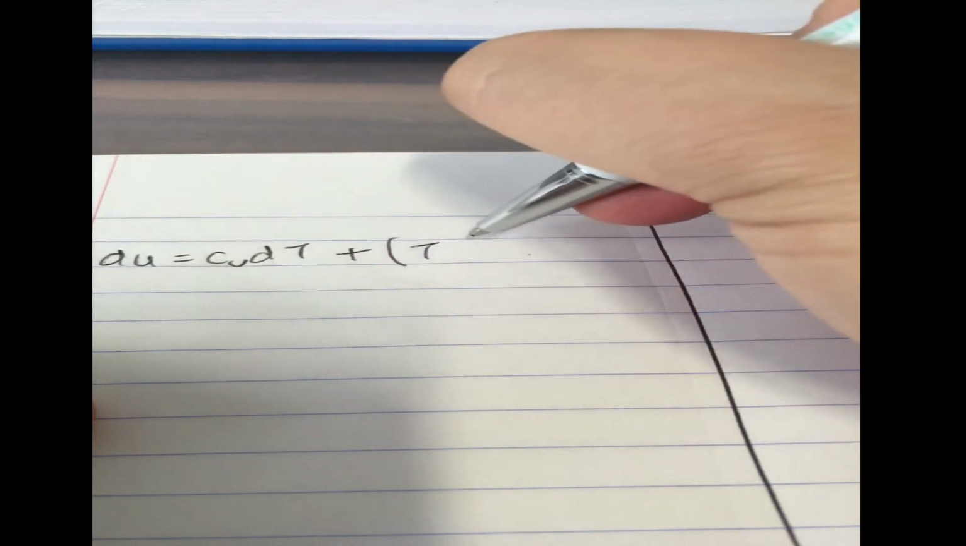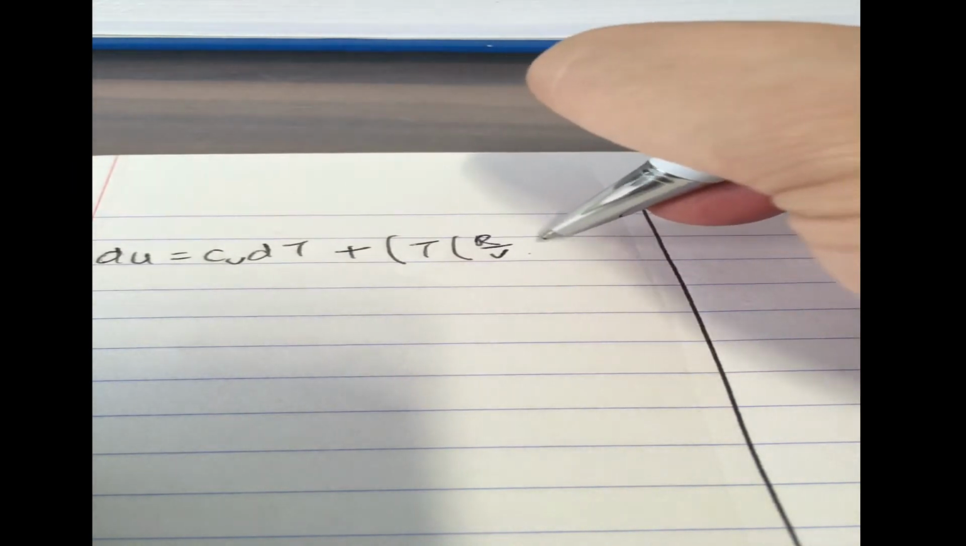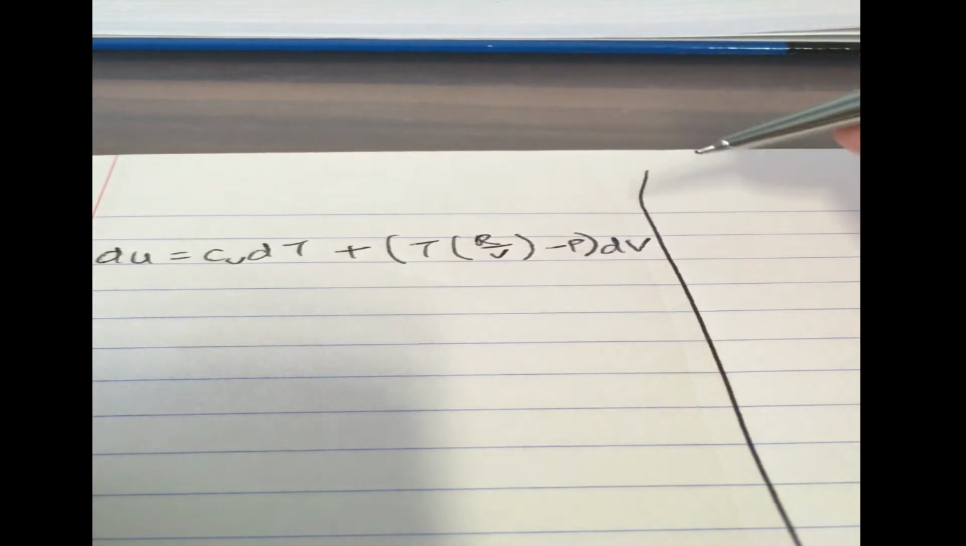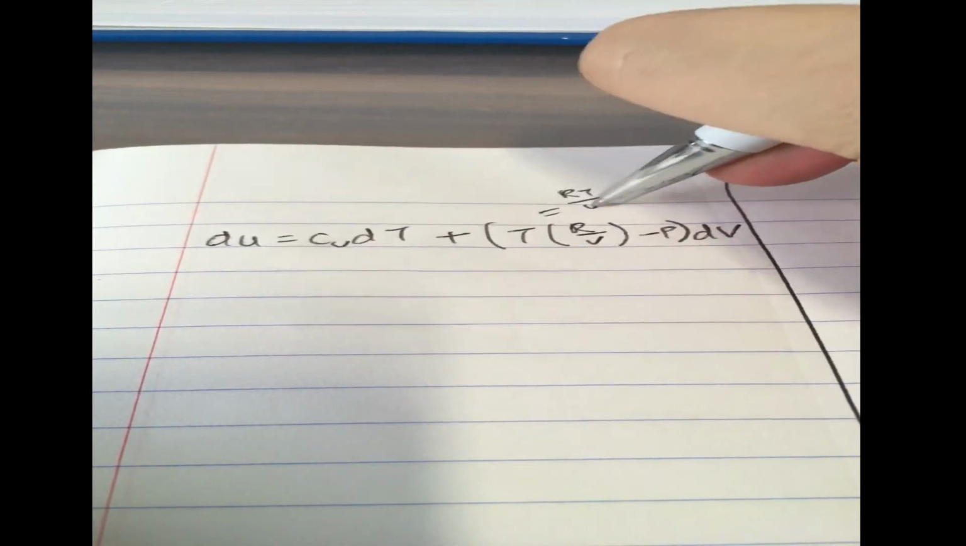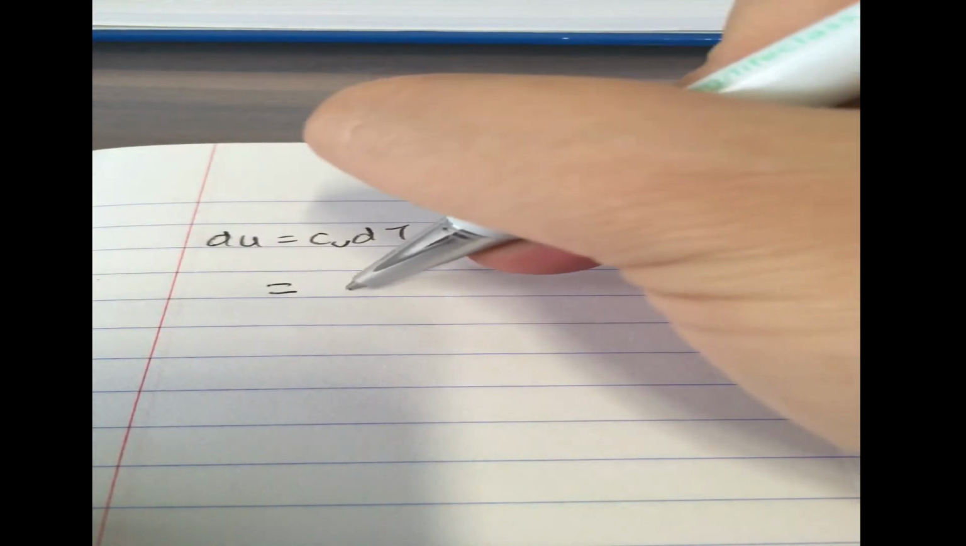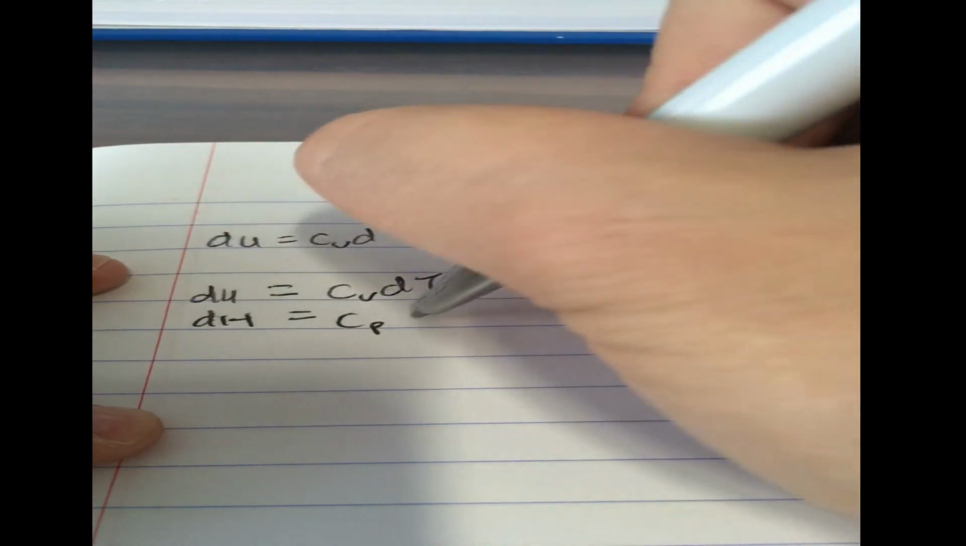We will notice a similar effect holds true for the internal energy. dU equals Cv dT plus temperature times R over V, minus P dV. Then this is RT over V, and that is just pressure, so it equals pressure minus pressure. I'm not going to write everything out again. So it's just Cv dT. So for an ideal gas, dU equals Cv dT in any case, and dH equals Cp dT.